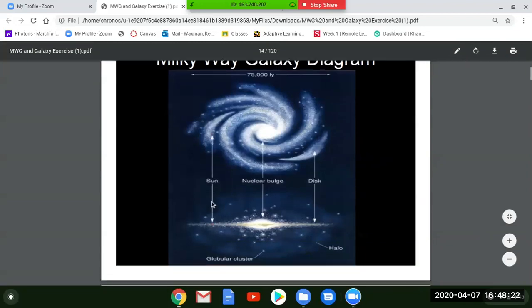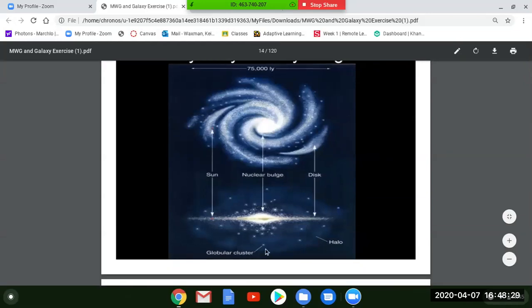Here's the halo of the galaxy where we find the globular clusters. Here's the plane of the galaxy, or the disk, and you see this called the halo. That's where the globular clusters are.